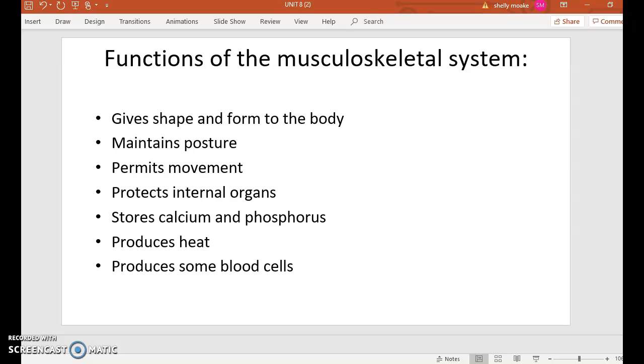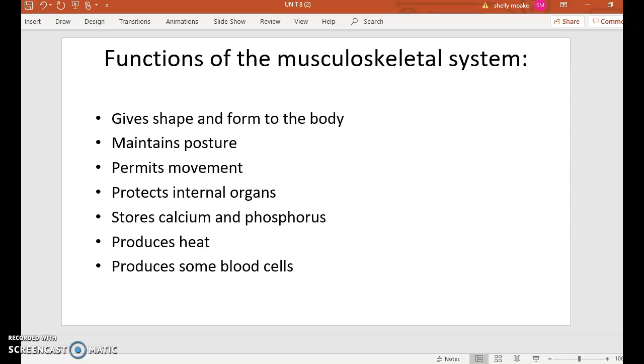Functions of the musculoskeletal system: it gives shape and form to the body. It maintains posture, permits movement, protects internal organs, stores calcium and phosphorus, produces heat, and also produces some blood cells. Obviously, it gives shape.